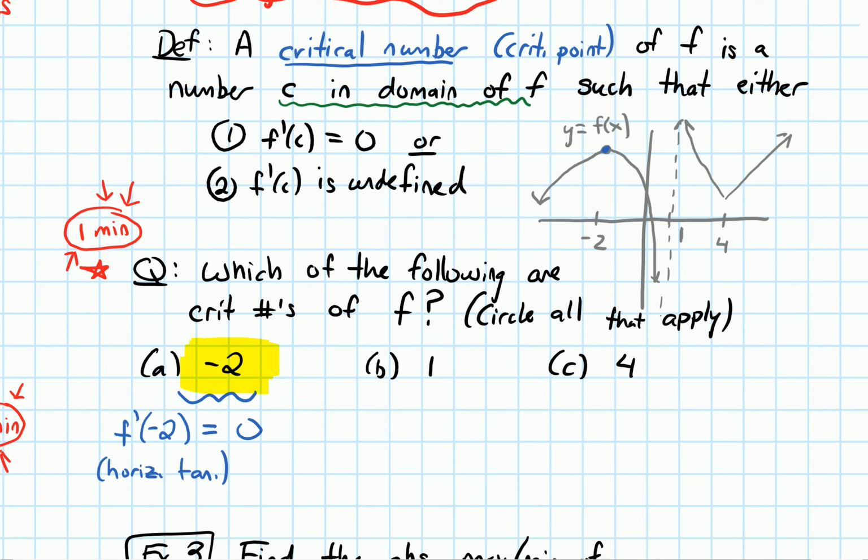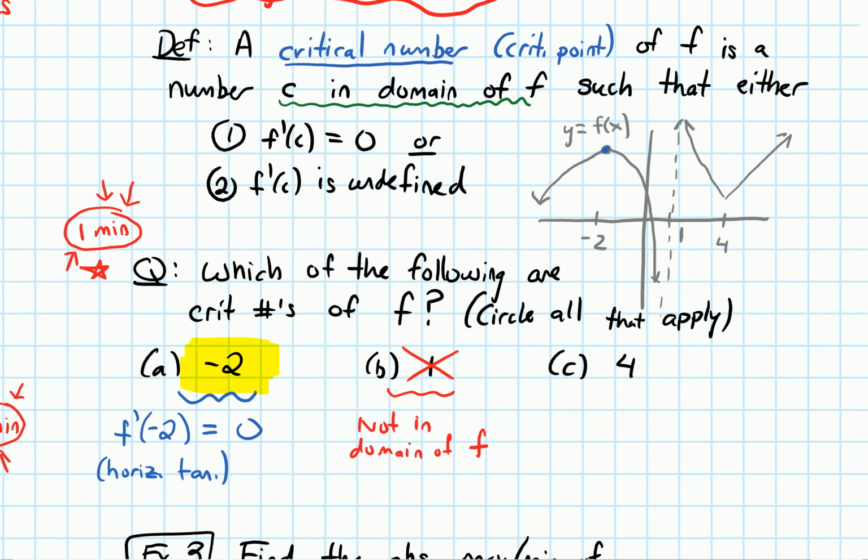Okay, so what about part B, 1? This one is not a critical number. The reason why is this is not in the domain of f. It might be really tempting to say, wait, my function is not continuous at 1. That definitely means that my derivative is undefined there. There's not even a point there, so my derivative would definitely be undefined there.